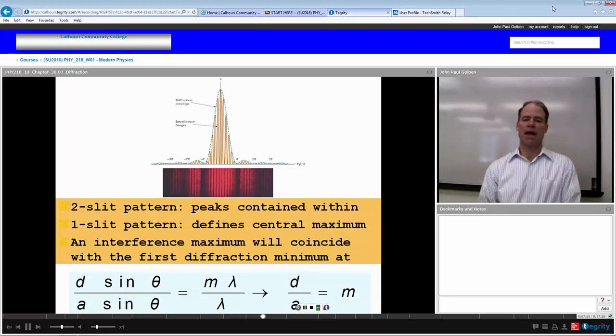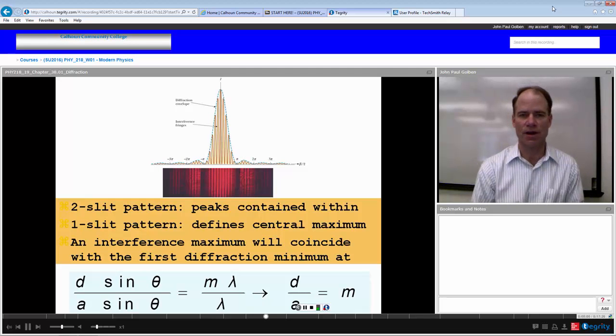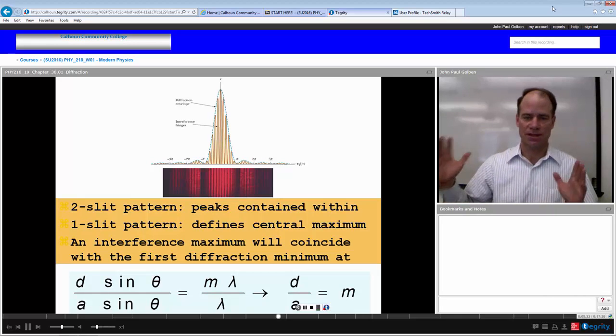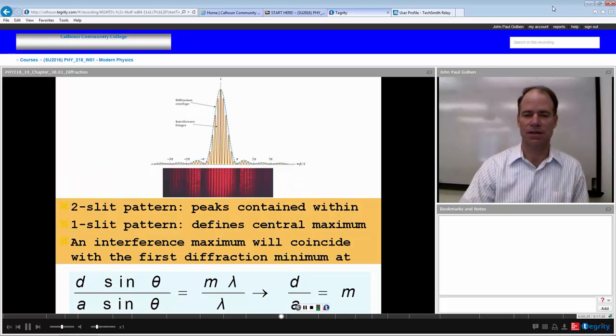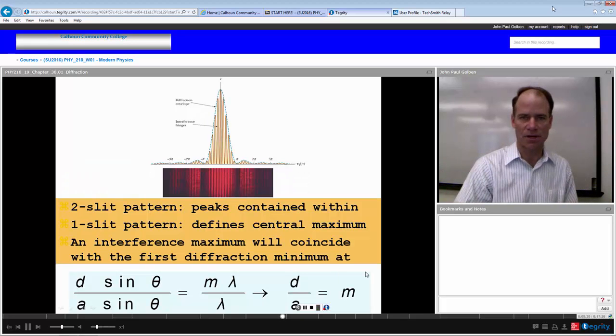Our interference maximum will coincide with the first diffraction minimum when d sin theta over a sin theta is equal to m lambda over lambda. This will be the first minimum for the diffraction pattern. Hence the number in front of the lambda in the denominator here will be 1, and we'll have m lambda over lambda. In other words, when d over a is equal to an integer m, that will correspond to the mth maximum of the double slit pattern that intersects with the first minimum of the single slit diffraction.